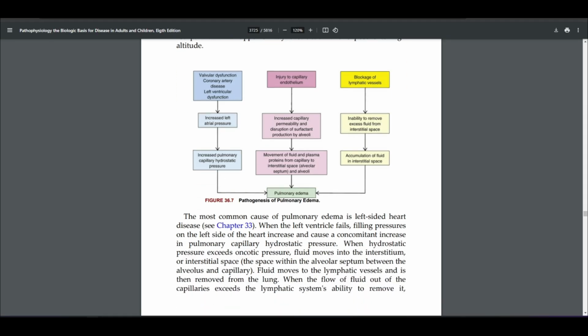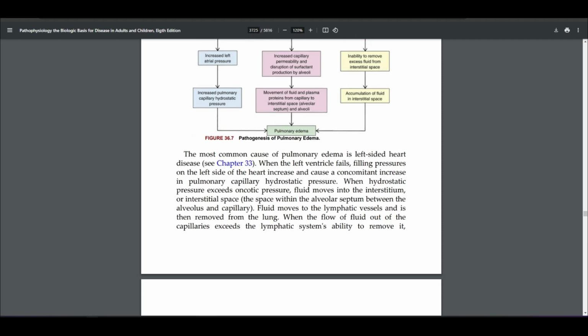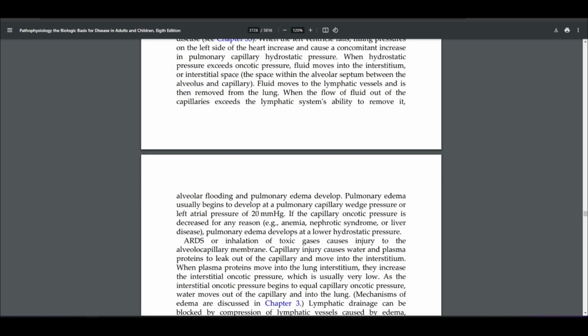The most common cause of pulmonary edema is left-sided heart disease. When the left ventricle fails, filling pressures on the left side of the heart increase and cause a concomitant increase in pulmonary capillary hydrostatic pressure. When hydrostatic pressure exceeds oncotic pressure, fluid moves into the interstitium, or interstitial space. Fluid moves to the lymphatic vessels and is then removed from the lung. When the flow of fluid out of the capillaries exceeds the lymphatic system's ability to remove it, alveolar flooding and pulmonary edema develop.